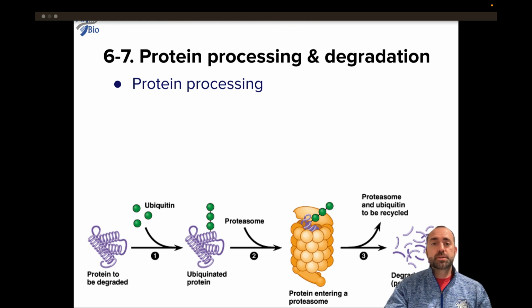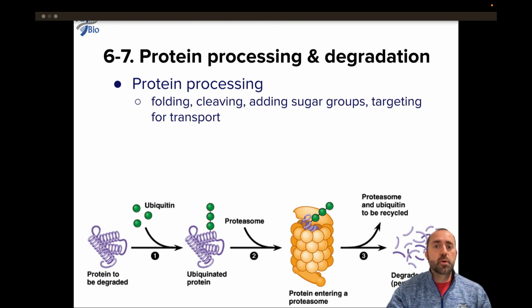And finally, we also have ways of breaking down proteins. Once proteins are produced, they can be processed and essentially gotten rid of when they're done doing their job. Protein processing involves folding, cleaving, adding sugar groups, and targeting for certain transports, basically modifying the protein post-production. It's what the Golgi apparatus and the ER are involved in, sending proteins on their way to do their jobs, whether it's in the cell or somewhere else as a hormone or a signaling molecule that's being sent outside the cell.